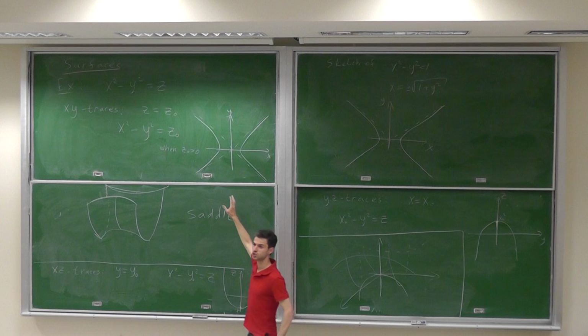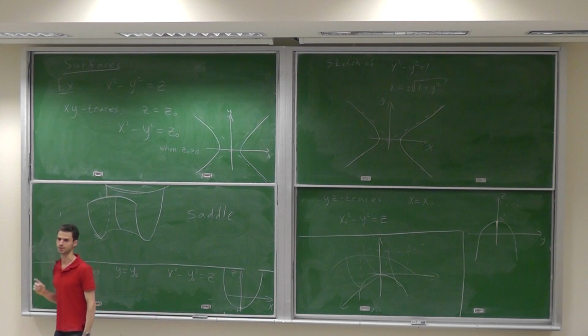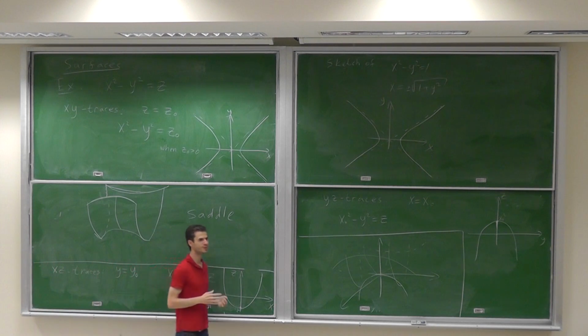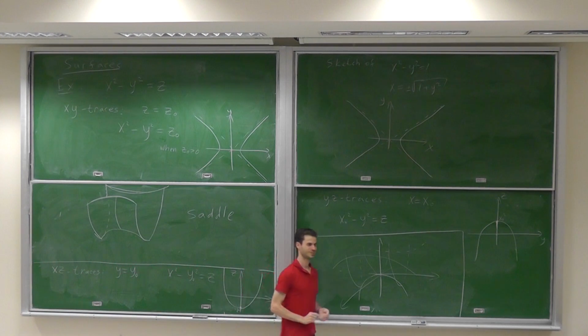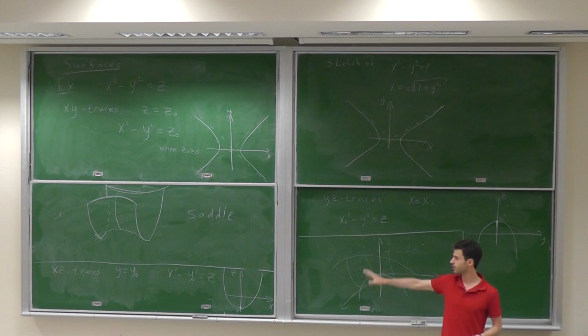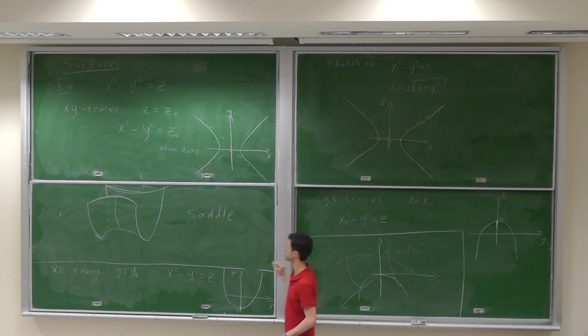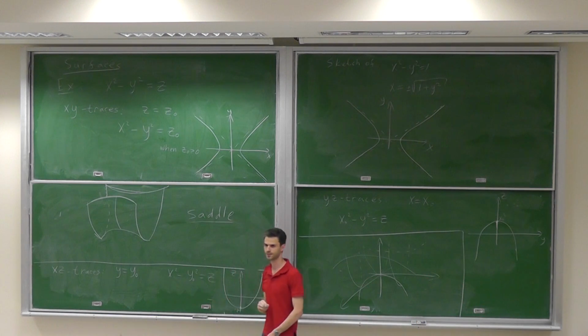Once again, we started with just an equation: z is x squared minus y squared. It even looked somewhat similar to the previous example. Just one small change: I changed plus to minus. And now I have a completely different shape. And we'll just call this shape a saddle.